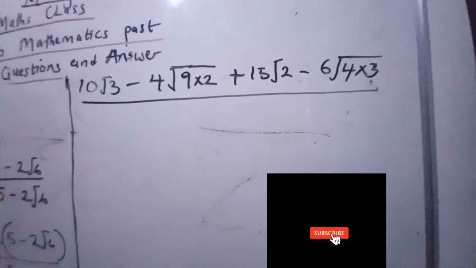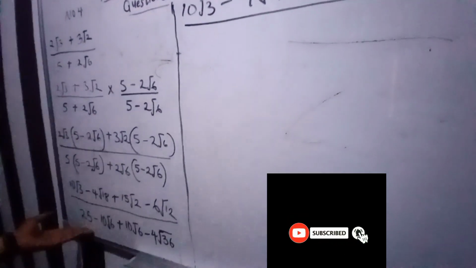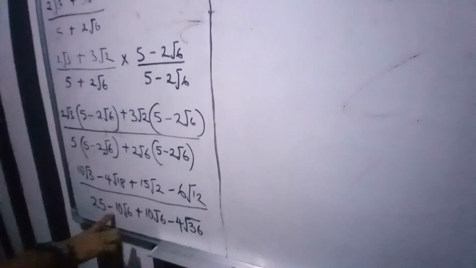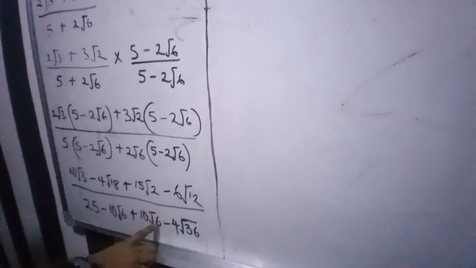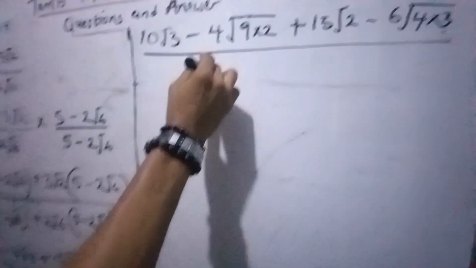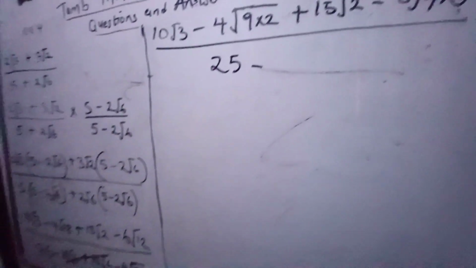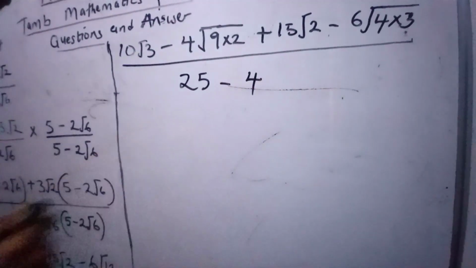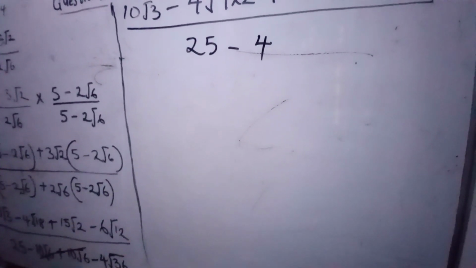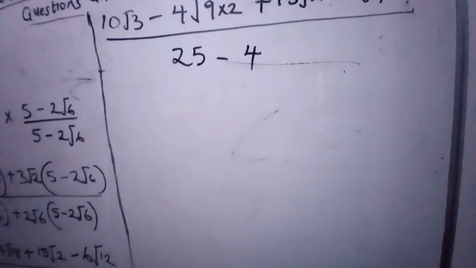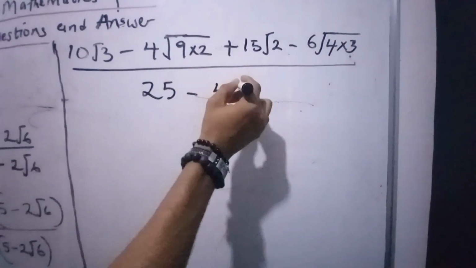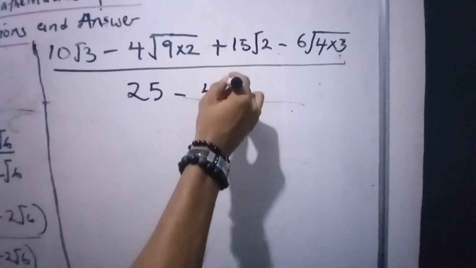Then I continue again and say, look at now. We have here 25 minus 10 sod 6 plus 10 sod 6 minus 4 sod 36. What happened? Minus 10 sod 6 plus 10 sod 6 is what? 0. So we have 25 minus 4. The square root of 36 is what? Is 6. Being that 4 times what? 6. Right? So 4 times 6 is what? 24.